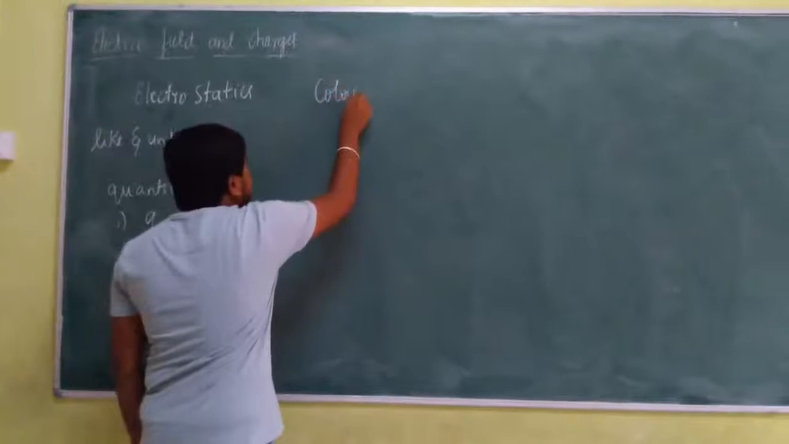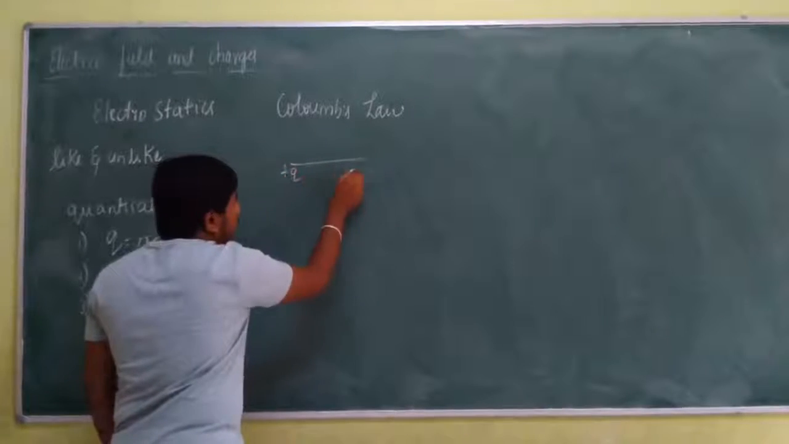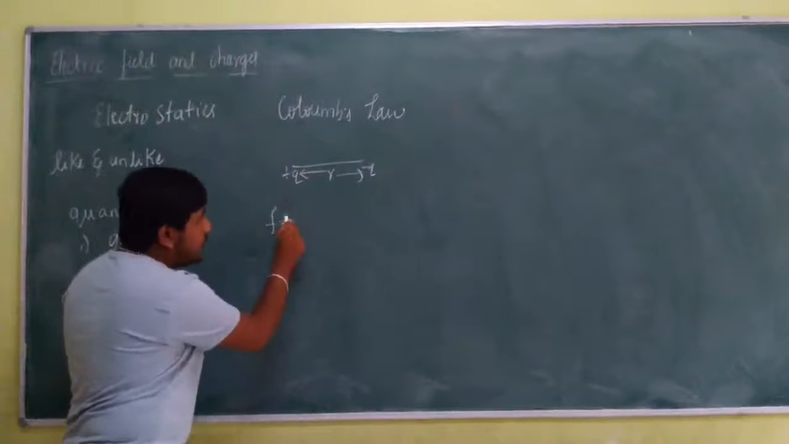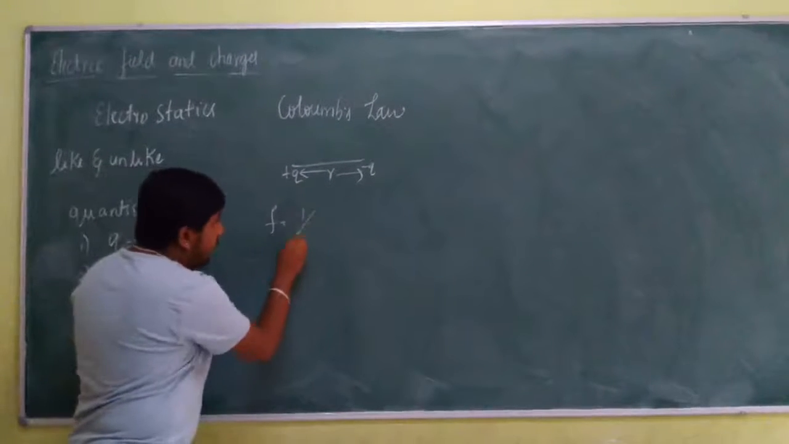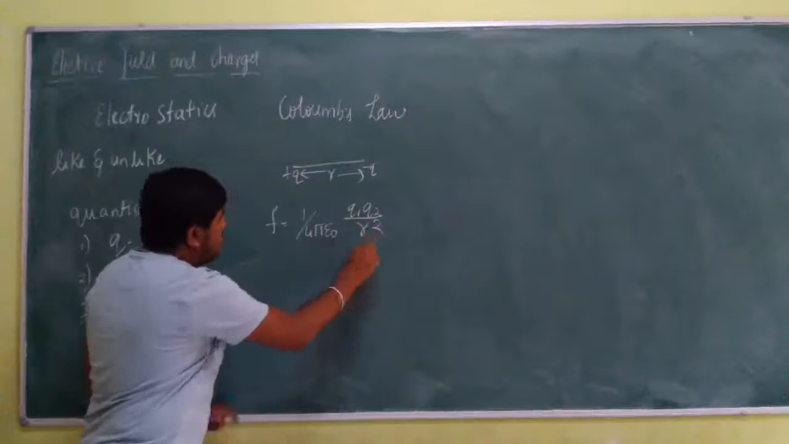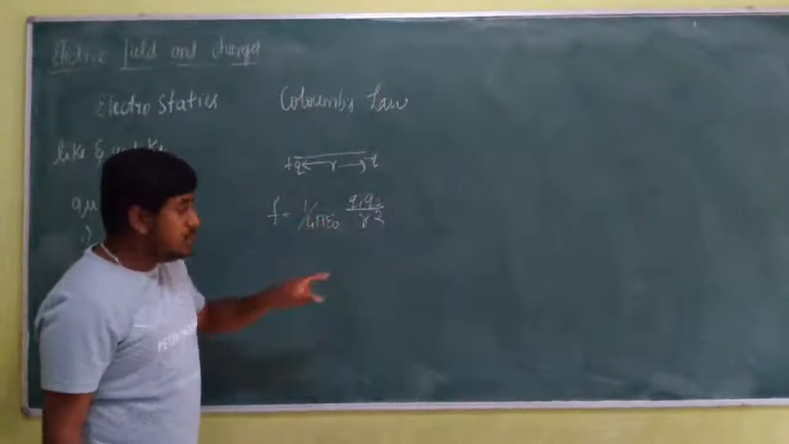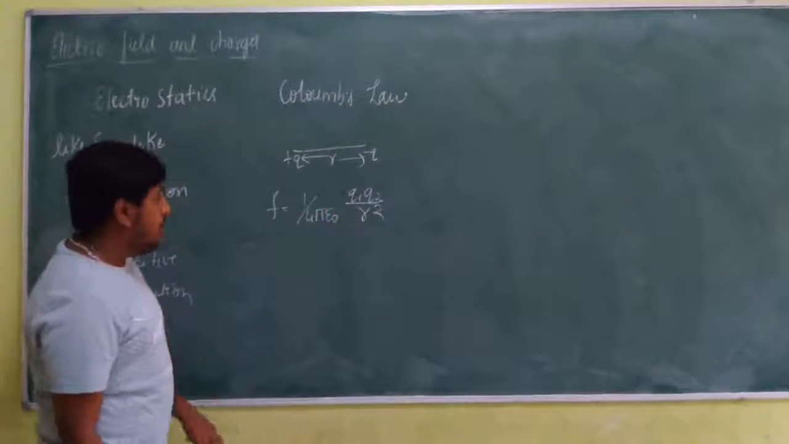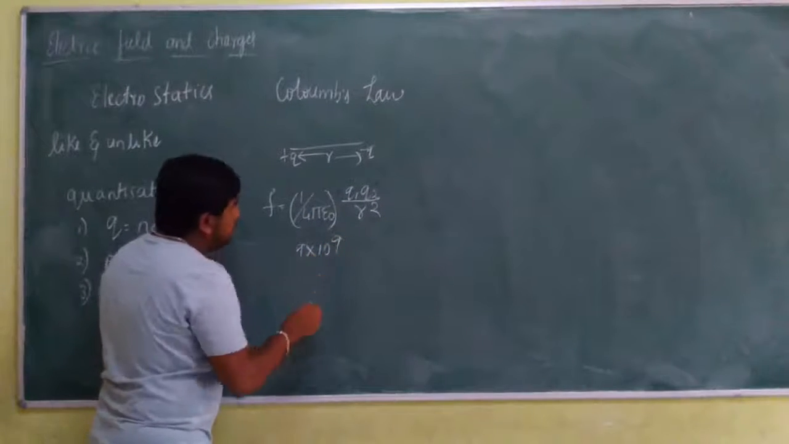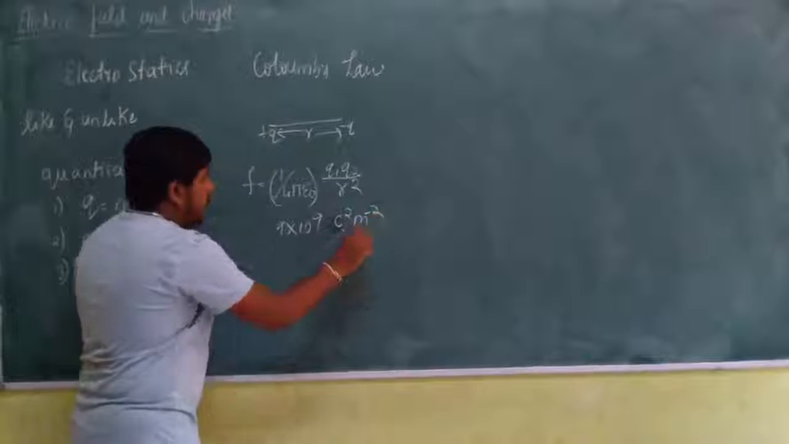What is Coulomb's law? When any two charges are separated by a small distance r, the force of attraction or repulsion between them is given by the formula F is equal to 1 by 4 pi epsilon into q1 q2 divided by r square. The definition: the force of attraction or repulsion between two charges is directly proportional to the product of the magnitudes of the charges and inversely proportional to the square of the distance between them. So it is called the inverse square law, and the value of 1 by 4 pi epsilon is 9 into 10 power 9 Newton meter square per Coulomb square. This is in SI units.